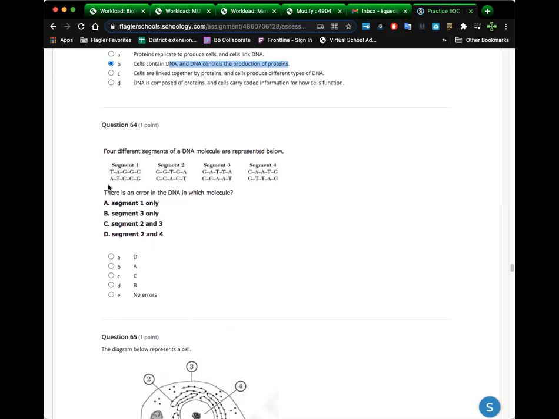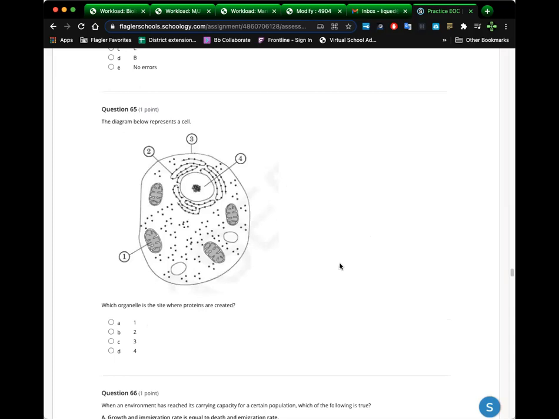An error. Okay, so if you're going from DNA to DNA, A turns to T, T turns to A, C turns to G, or G turns to C. So T, A, A, T, G, C, that's fine, that's fine, that's fine. G, C, G, C, T, A, G, C, A, T, C, G, C, A, C. Okay, there you go. So there's an error on segment three. That's fine, that's fine, that's fine. So segment three is your answer.